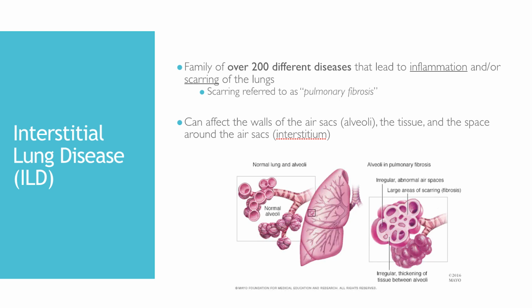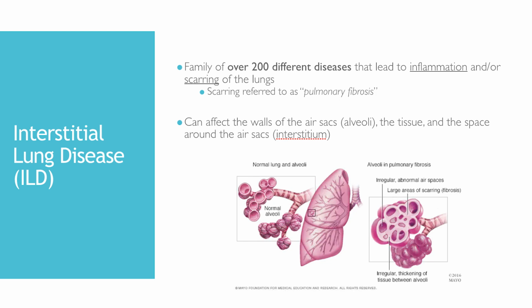When we talk about ILD, what happens is the walls of the air sacs of the lungs, which are called the alveoli, the tissue that surrounds those air sacs, and the space in between can all be affected by that inflammation and scarring. You can see here in the figure, on the left-hand side, you've got normal lungs. You can see these little circles that look like grapes, or alveoli or air sacs. You'll notice that the walls of these air sacs are really thin, just a single line, very, very thin. And that's what normal air sacs should look like.